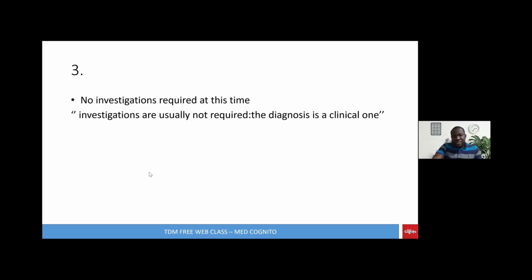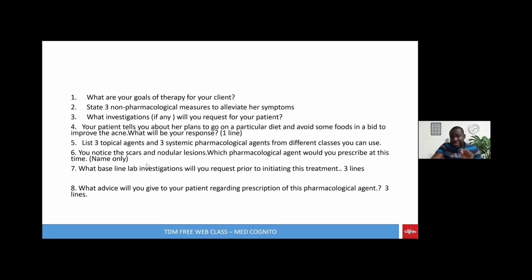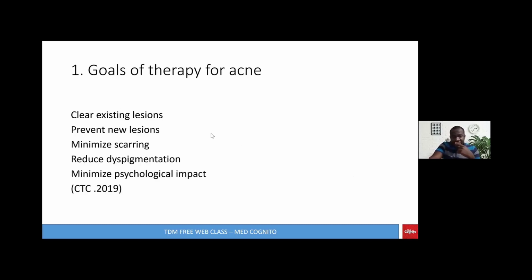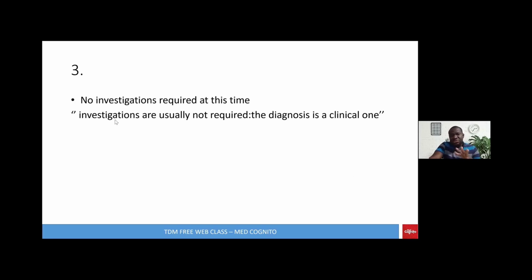Okay, so we move on to number 3. Let me go to that question, so that it's important to pay attention to the way the questions are worded. So what investigations, if any, will you request for your patient? At this time, you are not going to request any investigations. All right, so it's very important. The answer should be that no investigations are required at this time.